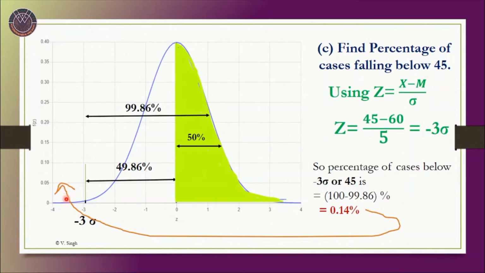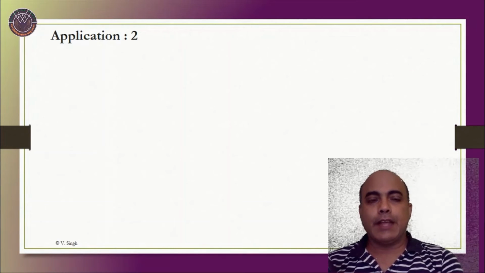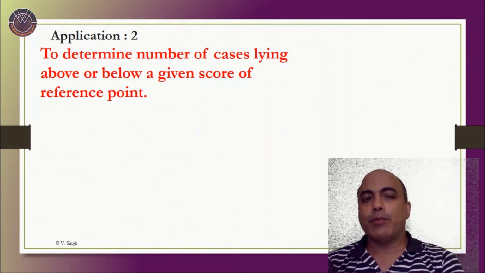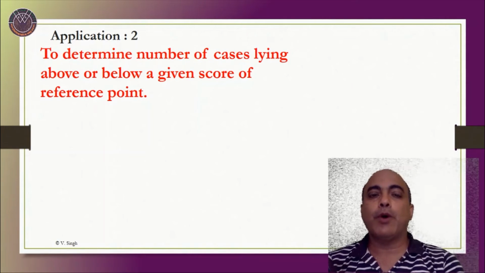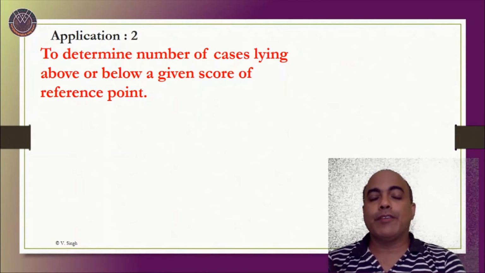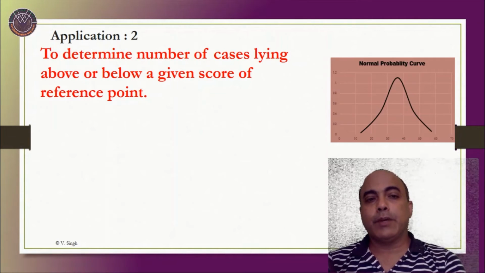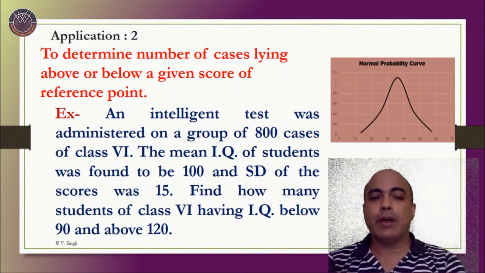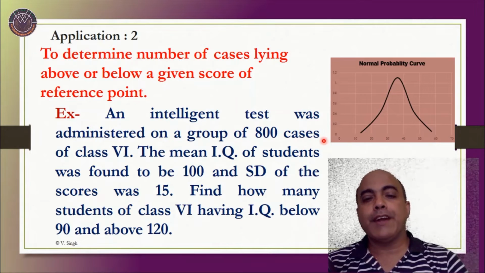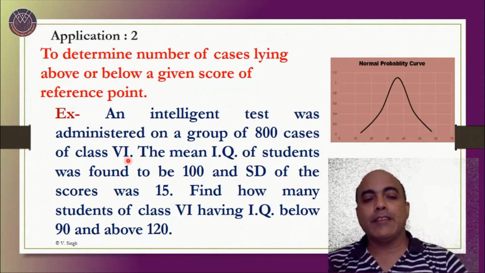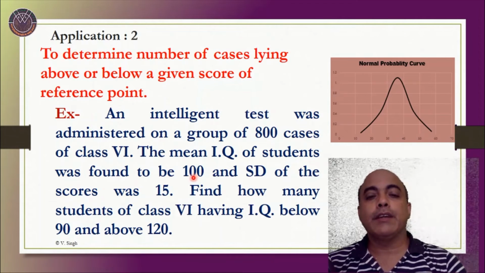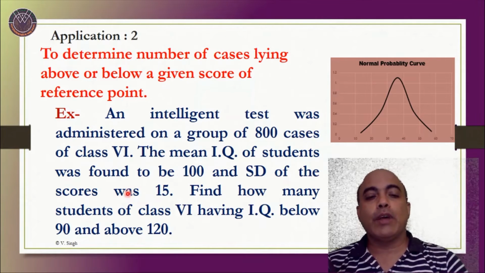You can see here. So now we will see the second application of normal probability curve. The second application of normal probability curve is to determine the number of cases lying above or below a given score or reference point. To understand this particular application, let us take one example. An intelligence test was administered on a group of 800 cases of class 6. The mean IQ of students was found to be 100 and SD of the score was 15.